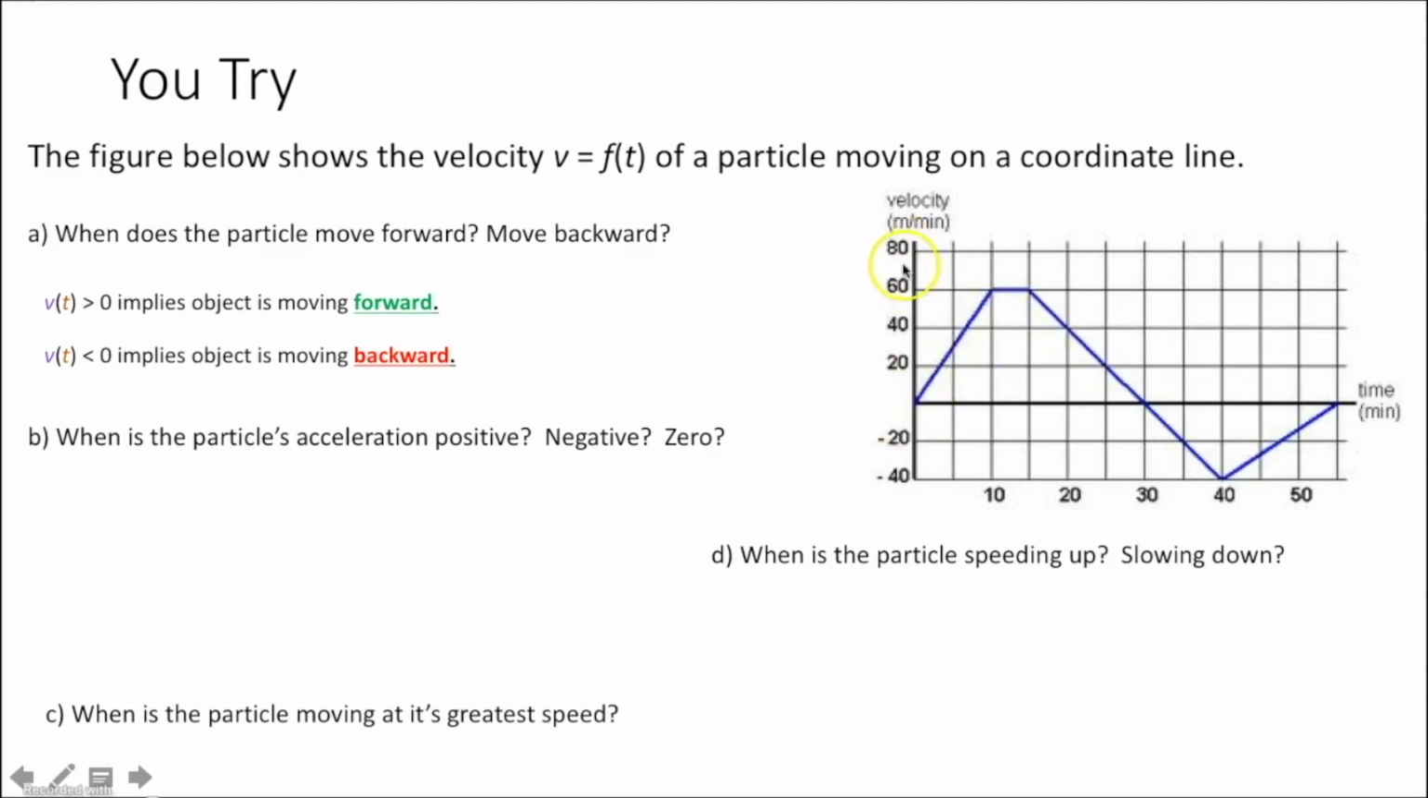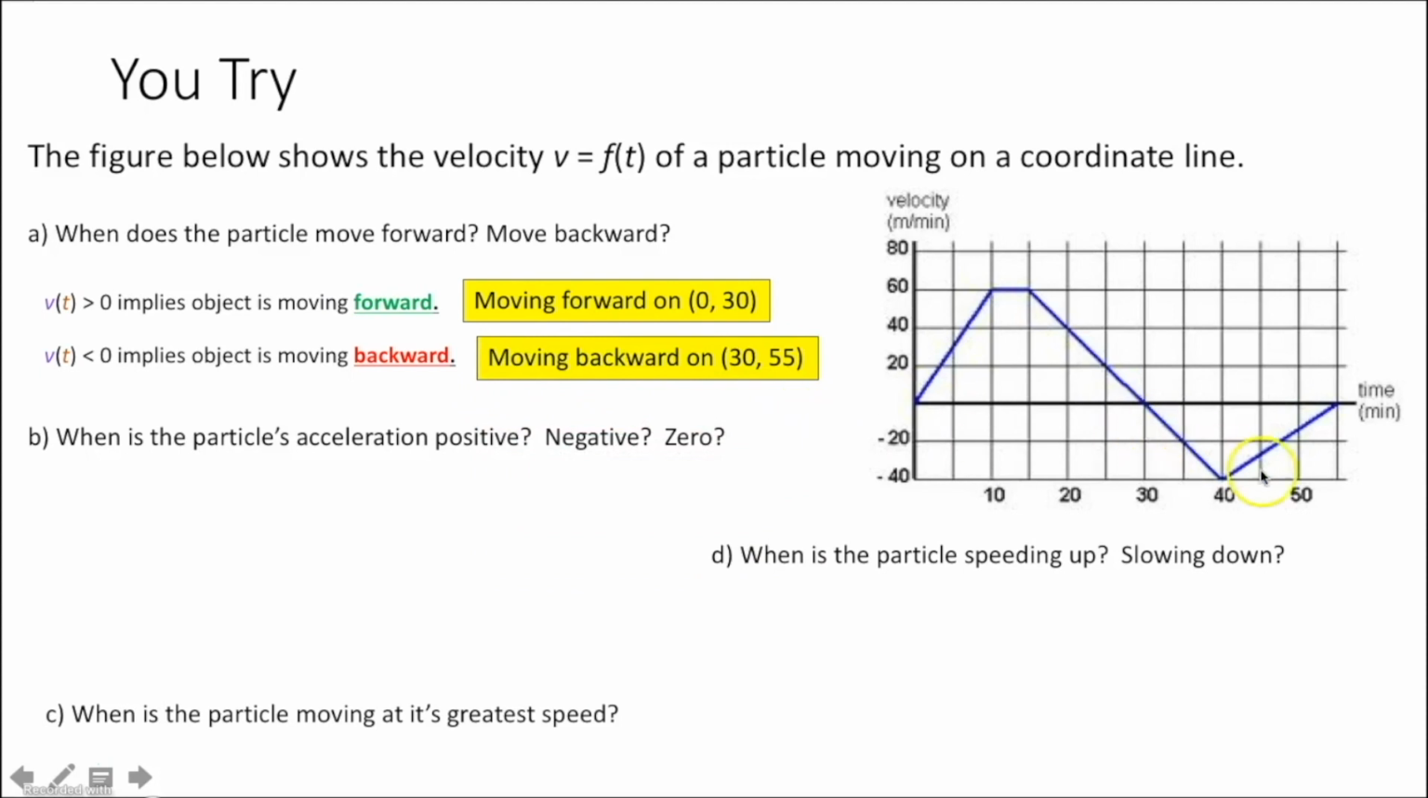We're not doing slope this time because the velocity is graphed here. This is the graph of the velocity. So when your velocity is positive, that just means when the y values are positive, your object is moving forward. So when all the y values are positive, that would be from 0 to 30, your object is moving forward. When your velocity is negative, when all the y values are negative, your object is moving backward. So that would be from 30 to 55.